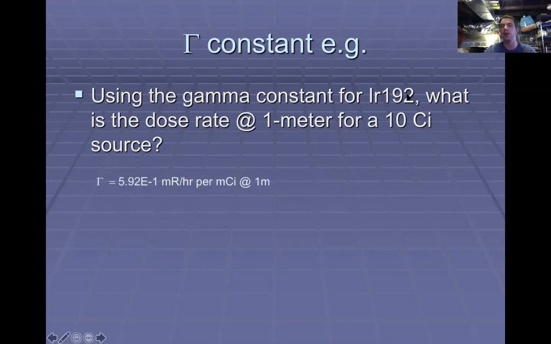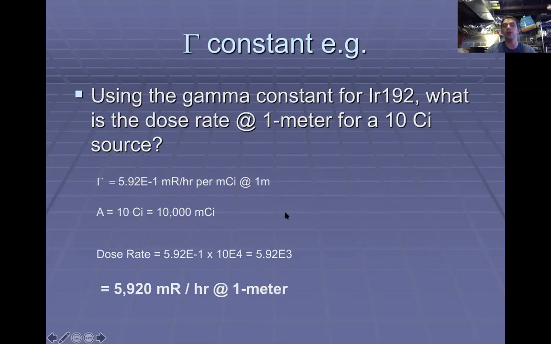This is an iridium 192 source. This is commonly used in activities at about 10 curies for HDR treatments. So we know the gamma constant. Again, if I ask these questions, I'm going to give you a gamma constant. I don't expect you to memorize things like that. But the gamma constant is per millicurie at 1 meter. We have 10 curies, so good to keep units the same. So first thing I would do is take activity and change it from curies to millicuries, because that's what we're given here.